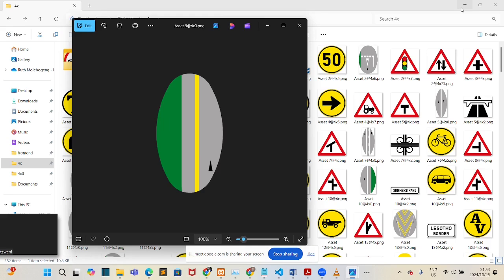I think B is correct. Avoid driving over the left of the left edge line. Correct, guys. B was the correct answer here.